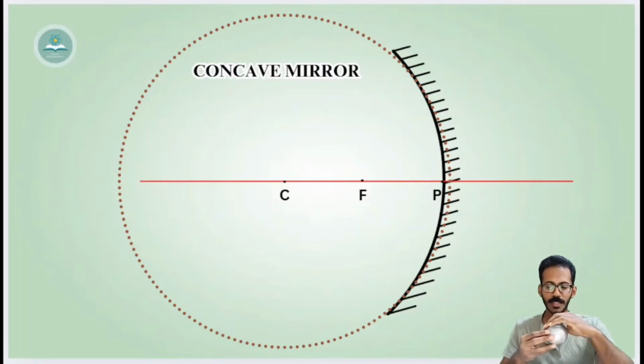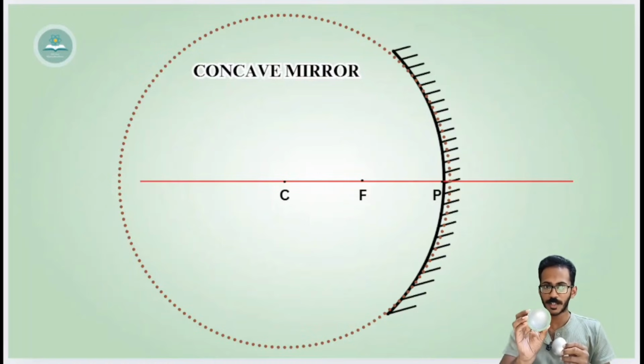Now, think of this particular ball. In this ball, the reflecting surface is already curved outwards. If I open it, you can see inside we have a rough surface which is curved inwards. So we call it a convex mirror. Fine. So this is a convex mirror and this is a concave mirror.